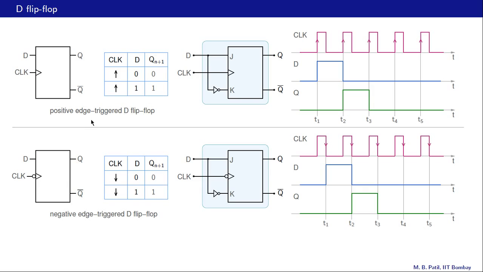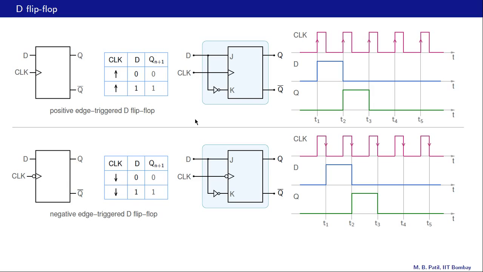We can think of a D flip-flop as a JK flip-flop with K equal to J bar, and that input is taken as D. This is a possible implementation of the D flip-flop. And if this is a positive edge triggered flip-flop, then so is this. If this is a negative edge triggered flip-flop, then so is this one.